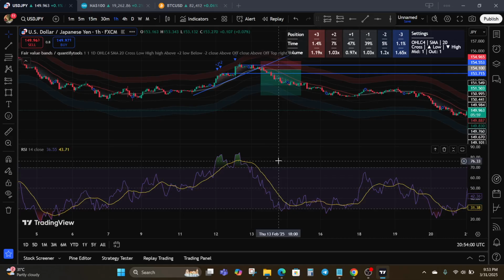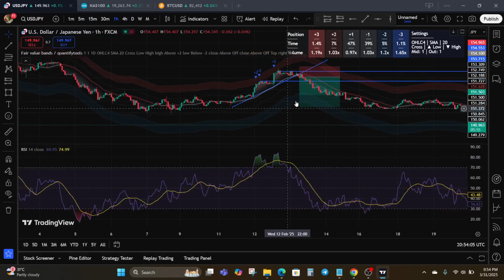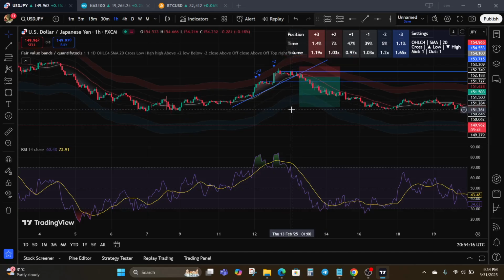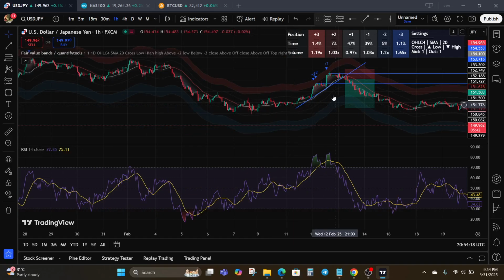Now, you can also decide to wait for price to re-enter the bands. That's a strong sign that the market is correcting back toward fair value, often a high probability trade setup. So that's a different scenario though. It's a different scenario. All right.